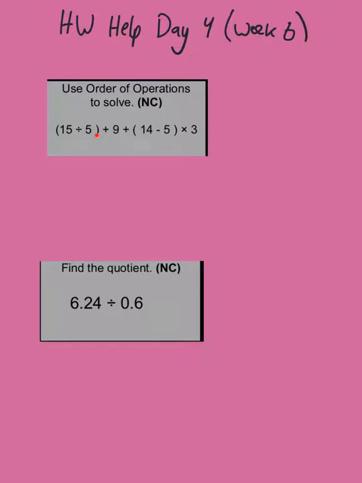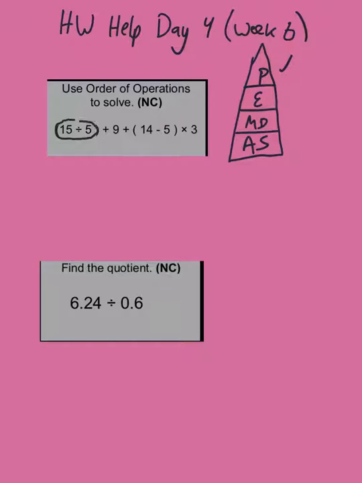So let's start with this one. I'm going to write down my PEMDAS pyramid. So please excuse my dear Aunt Sally. All right. So we are going to start by taking care of anything in parentheses. And I can actually do both parentheses at once. So 15 divided by 5 is 3. 14 minus 5 is 9. But then I'm going to bring everything else down.